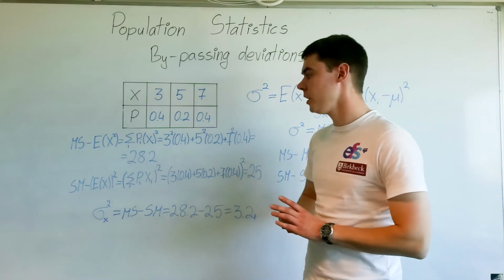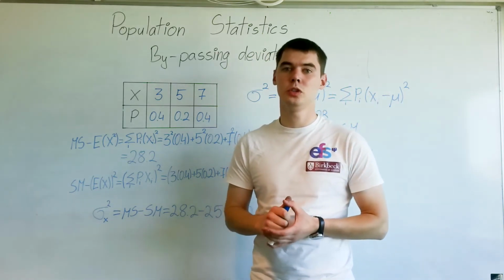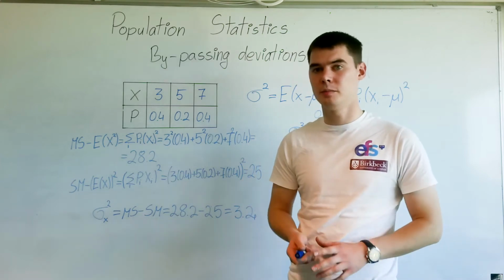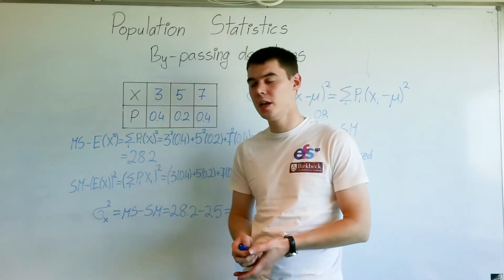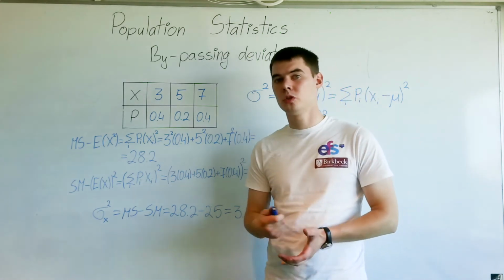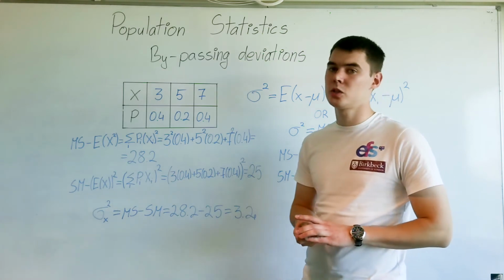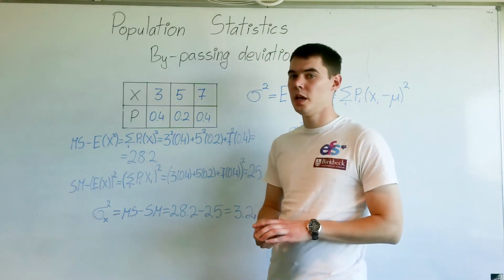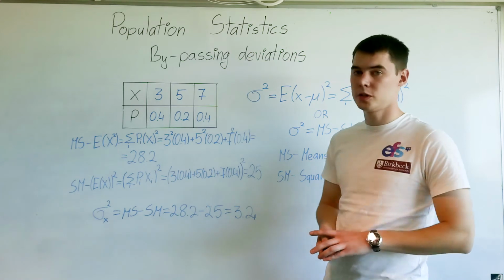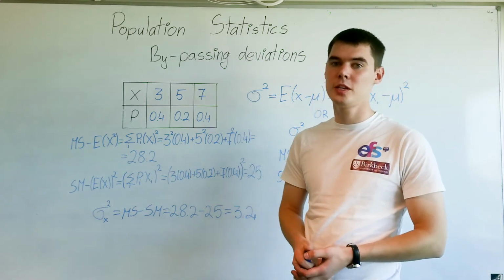And squared means is the expected value squared, and it is equal to the total sum of probabilities times x values, everything squared, and in our example it is equal to 25. So to obtain the variance of x, we can subtract squared means from mean squared, and it is equal to 3.2.